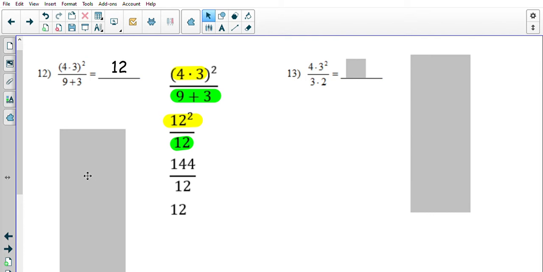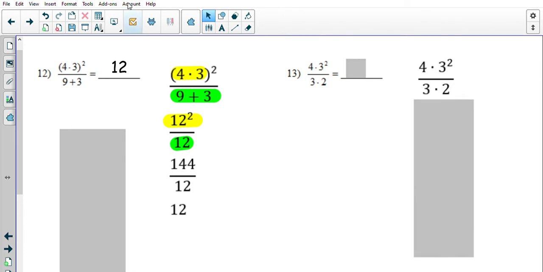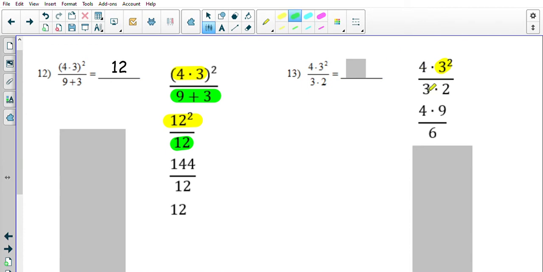So question number 13, that numerator looks pretty similar, except I don't have parentheses here. So I actually need to start this one by doing 3 to the second power, those exponents. 3 to the second power is 9, so my numerator is 4 times 9. My denominator, I also did in that same step, 3 times 2, which gave us 6.